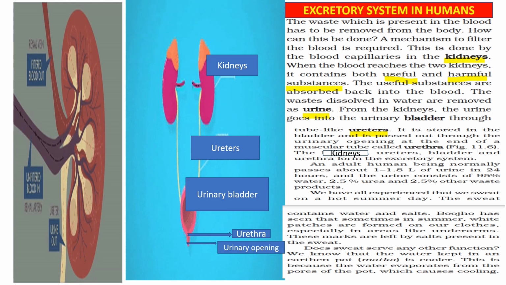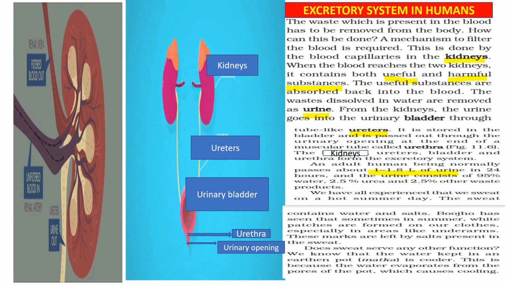The kidneys, ureters, urinary bladder and urethra form the excretory system. And underline this also. An adult human being normally passes about 1 to 1.8 liters of urine in 24 hours. And the urine consists of, remember, 95% water, 2.5% urea and 2.5% other waste products.